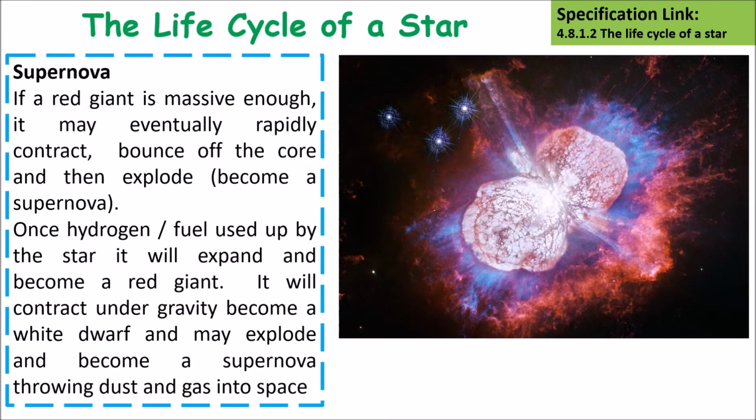If a red giant is massive enough, it may eventually rapidly contract and bounce off the core and then explode. This is called a supernova. Once the hydrogen fuel is used up by the star, it will expand and become a red giant. It will then contract under gravity and become a white dwarf, and as it explodes, it will throw out lots and lots of the dust and gas into space.